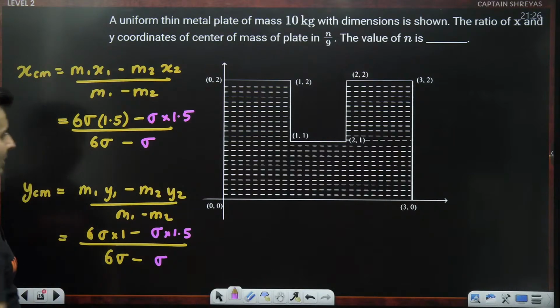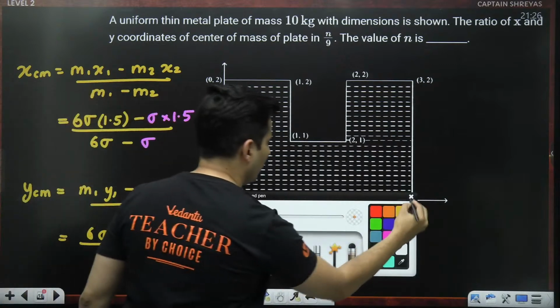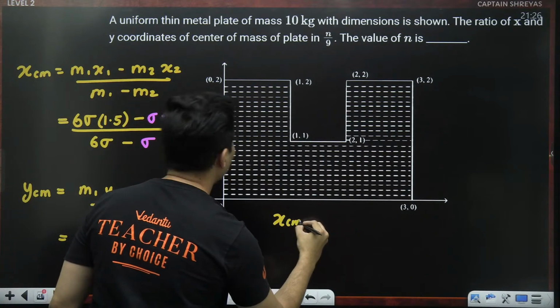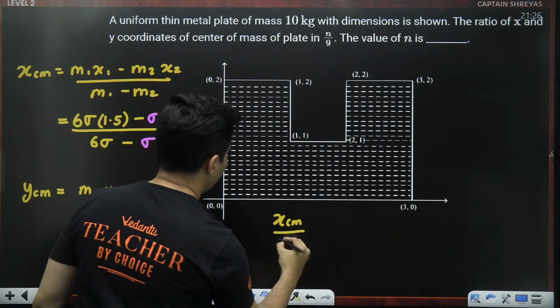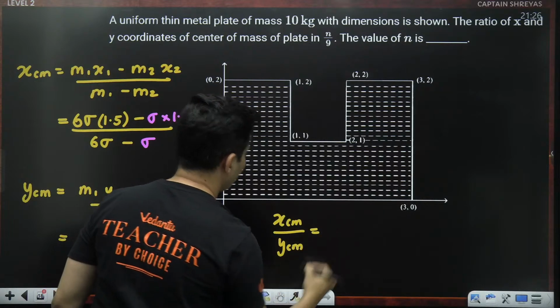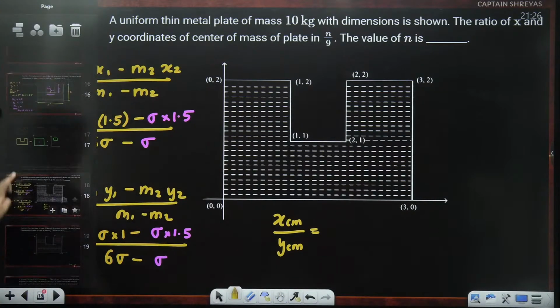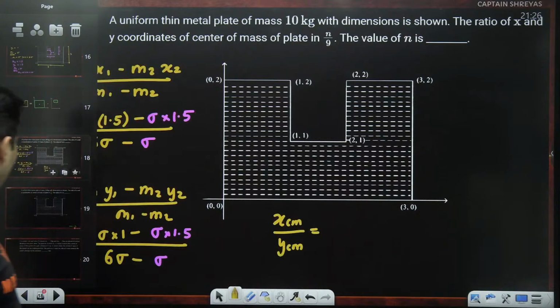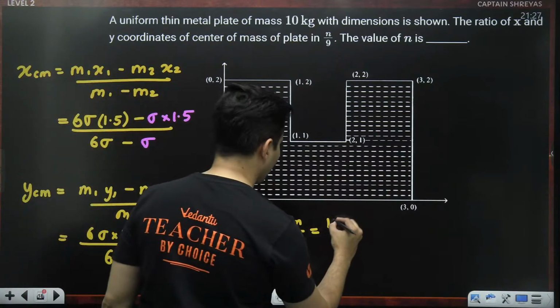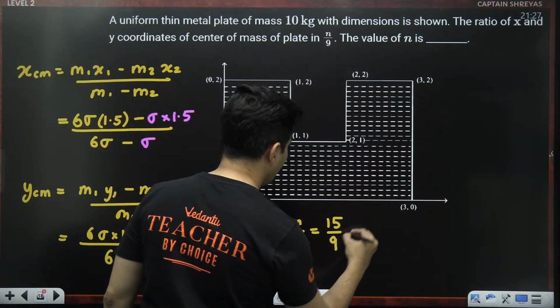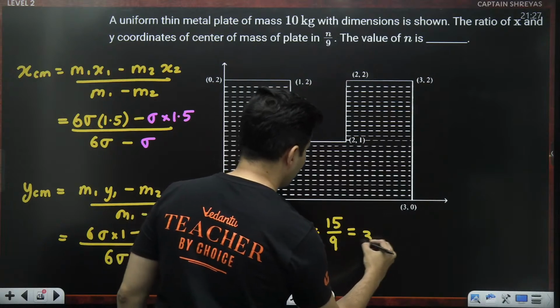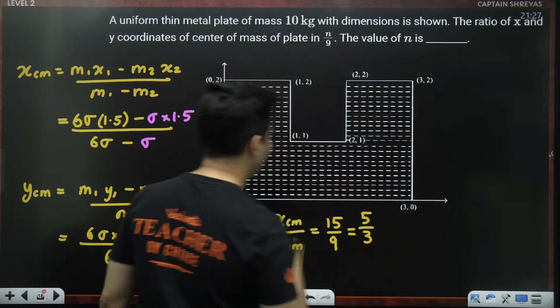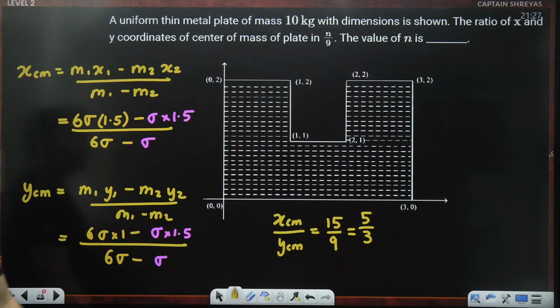Once you get x and y coordinate, you just have to take the ratio. Okay, finally, what you're just going to do is take x cm and y cm and take the ratio of it, and you will get the answer finally as basically 15. Okay, so you should probably get this as 15:9, which is divided by 3. 3 divided by 3 is 5. So 5:3 ratio is what you should get.